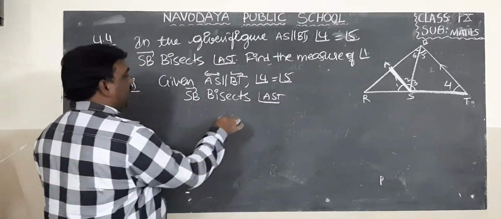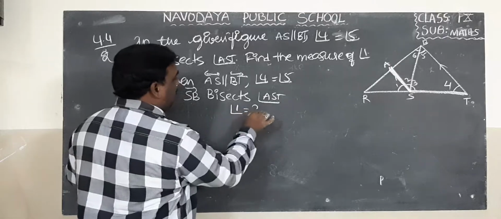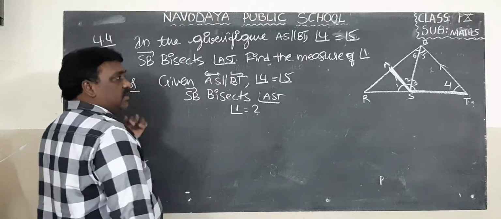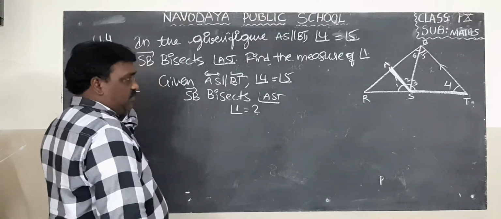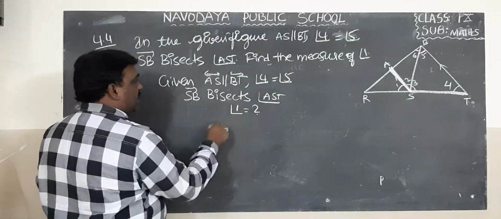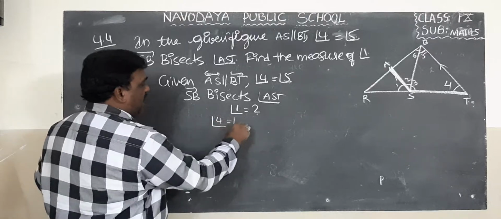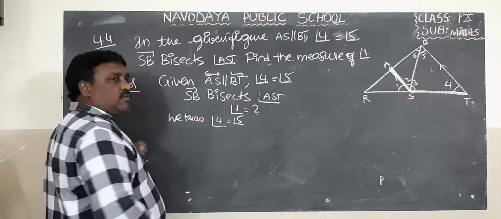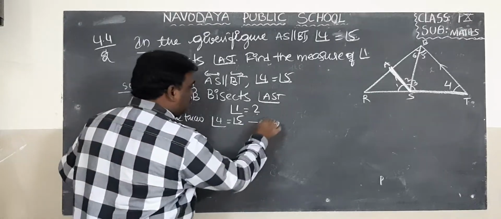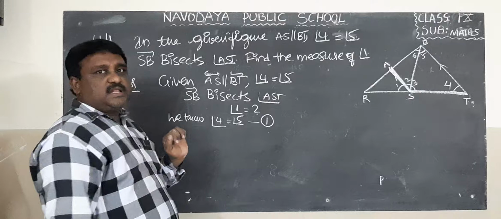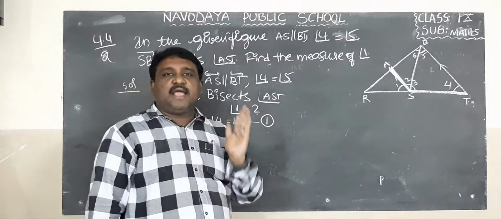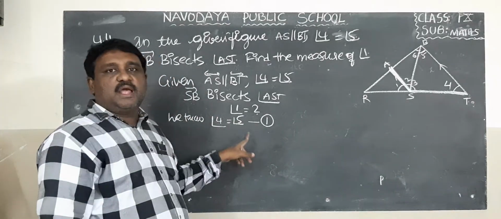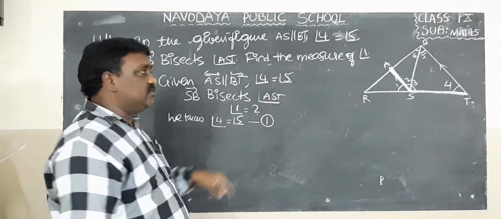Then we need to find out angle 1. Angle 1 equal to question mark. Then how to get the answer? See the board. We know already angle 4 equal to angle 5. Let it be first equation. Let us use angle 4 and angle 5, both are equal. So angle 4 equal to angle 5. This is given, equation 1.